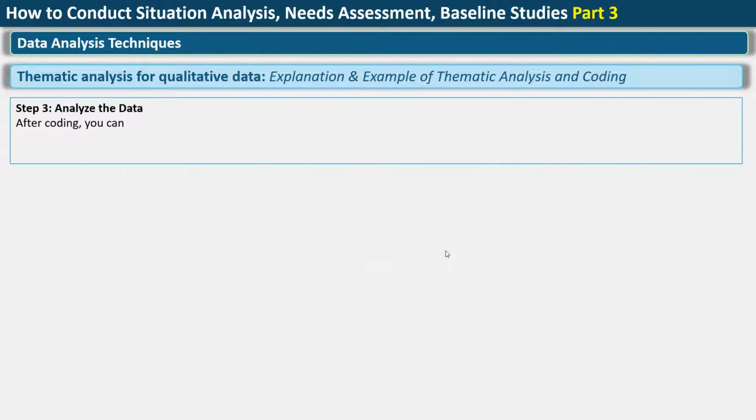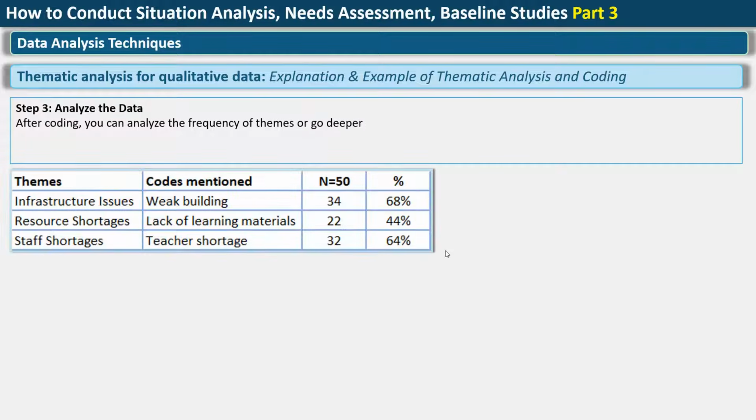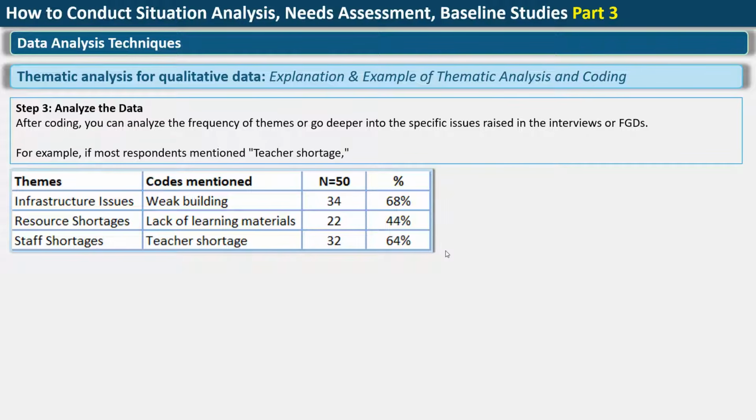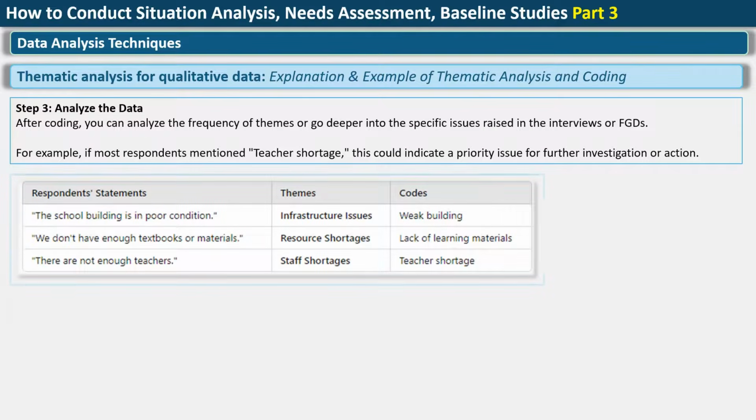After coding, you can analyze the frequency of themes or go deeper into the specific issues raised in the interviews or FGD. For example, if most respondents mentioned teacher shortage, so this could indicate a priority issue for further investigation or action. For example, you are analyzing your data in an Excel sheet.